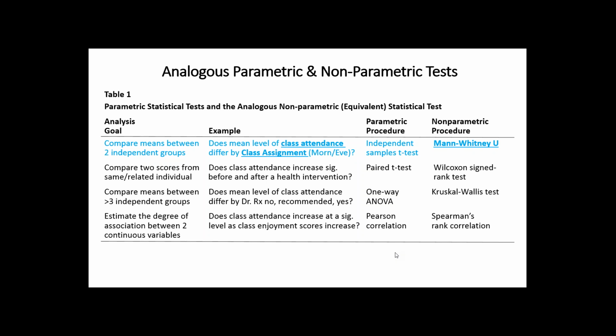We see at the top of the table, we have our goal, right? So the goal, when we want to compare mean scores between two independent groups, such as the example, does the mean level of class attendance differ by class assignment in the morning or evening? We would use the parametric procedure, independent samples t-test. And we would use the non-parametric procedure, the Mann-Whitney-U.